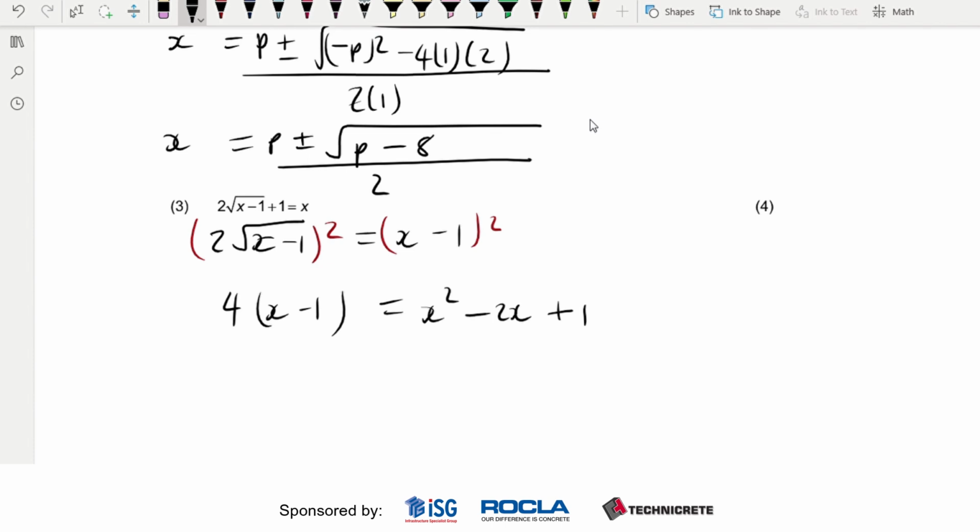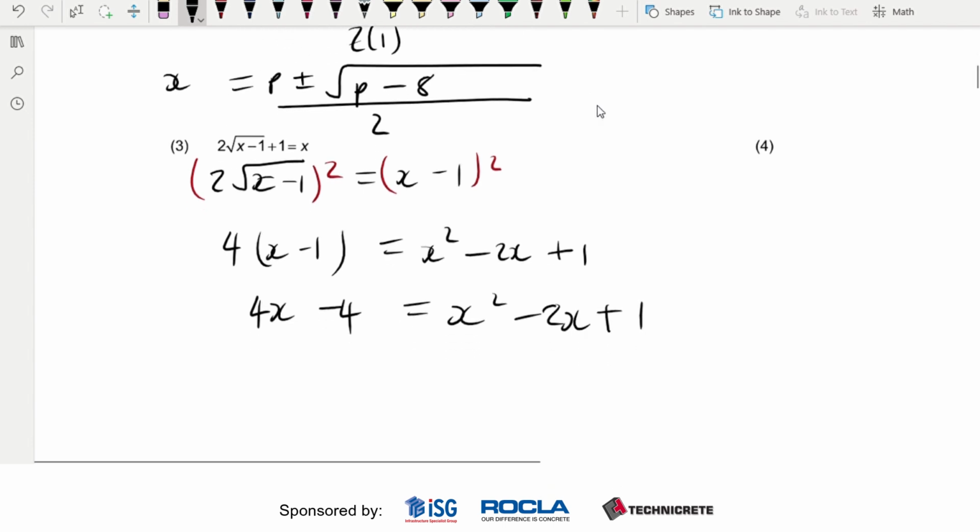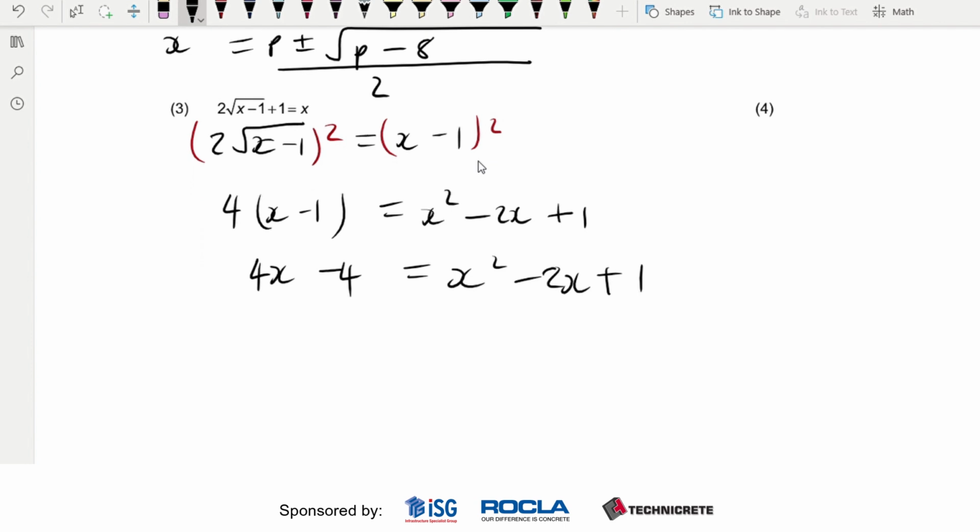We can distribute this 4 into the bracket. This leaves us with 4x minus 4 is equal to x squared minus 2x plus 1. Let's add all of our like terms together. I'm going to bring everything over to the right-hand side. So 0 will equal x squared, which is the only x squared, negative 2.